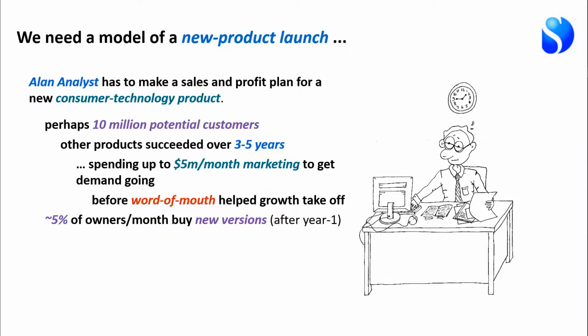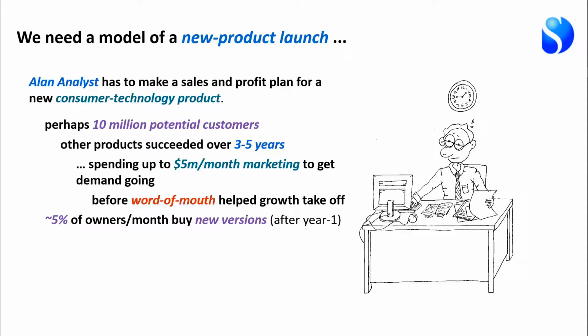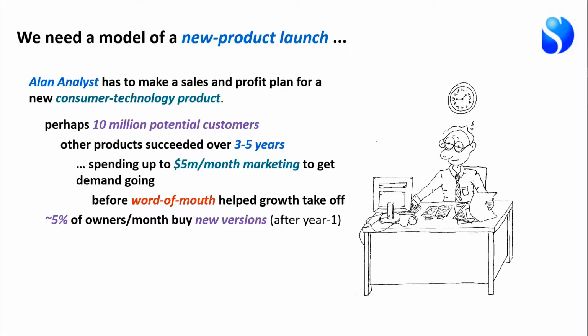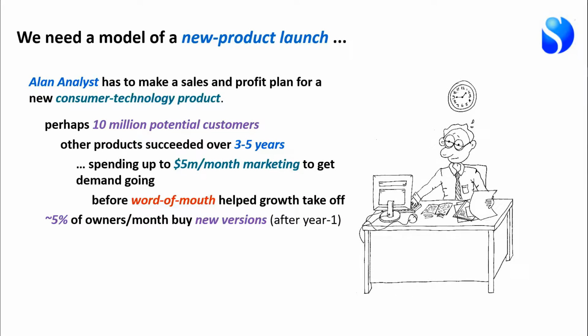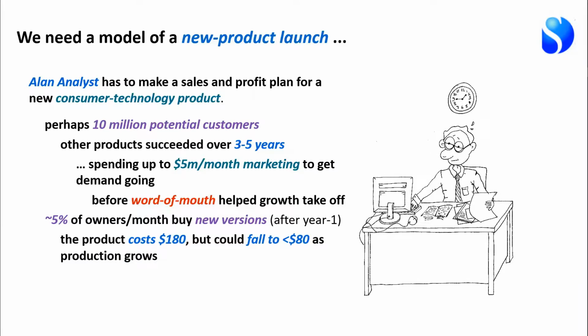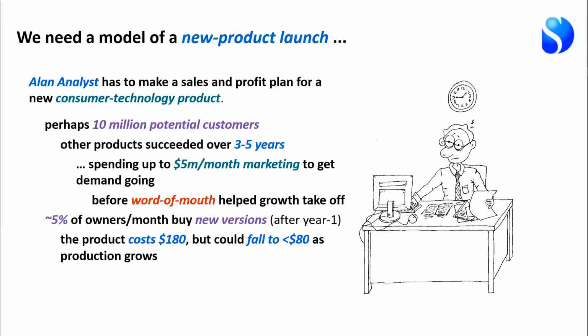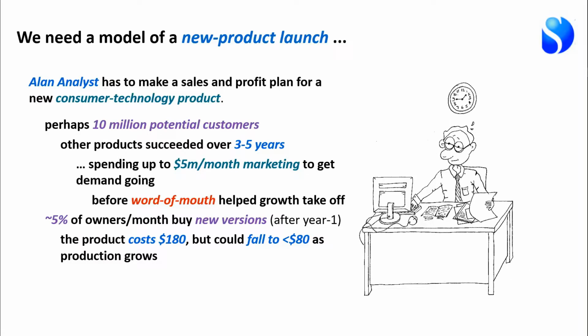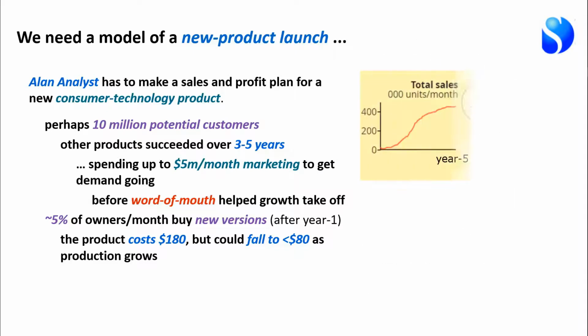And the product has new versions coming out all the time. And something like 5% of owners will buy those new versions each month, but only after the product's been out for a while. They're not going to replace the product immediately. The product costs about $180 to make and to supply, but that could fall to as little as $80 or less as the production volume grows.